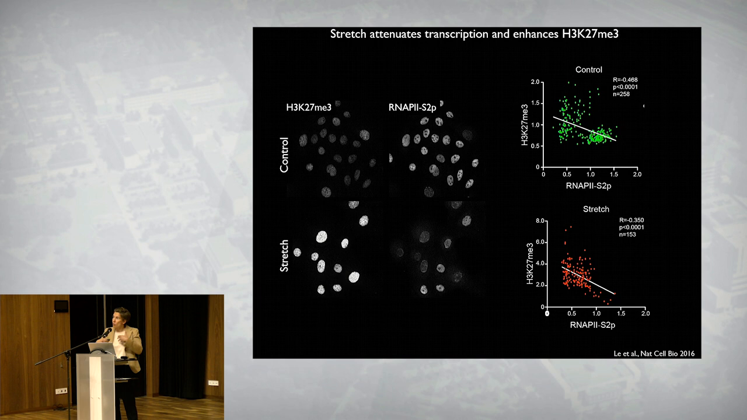So in the stretch cells, we have more H3K27 trimethyl, and this goes hand in hand in single cells with less transcriptional elongation, as we can detect by looking at the serine 2 phosphorylated form of the RNA pol 2. And so in both controls and stretch cells, there is this correlation. So the more silencing, the less transcription, but overall, there's less transcription in the stretch cells.